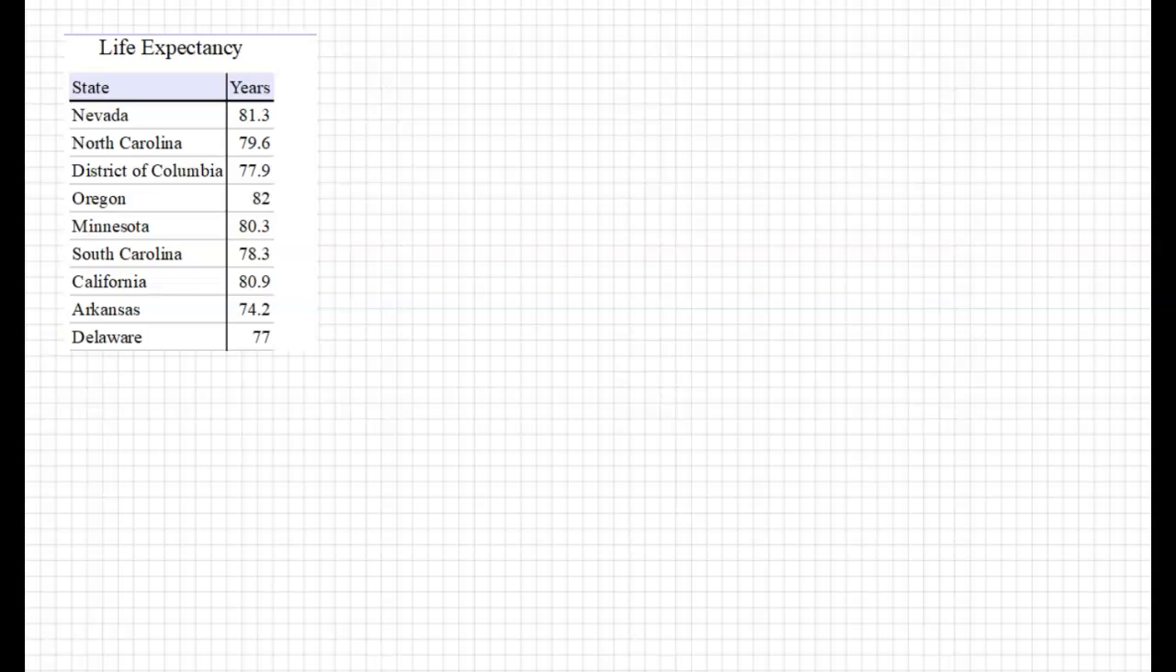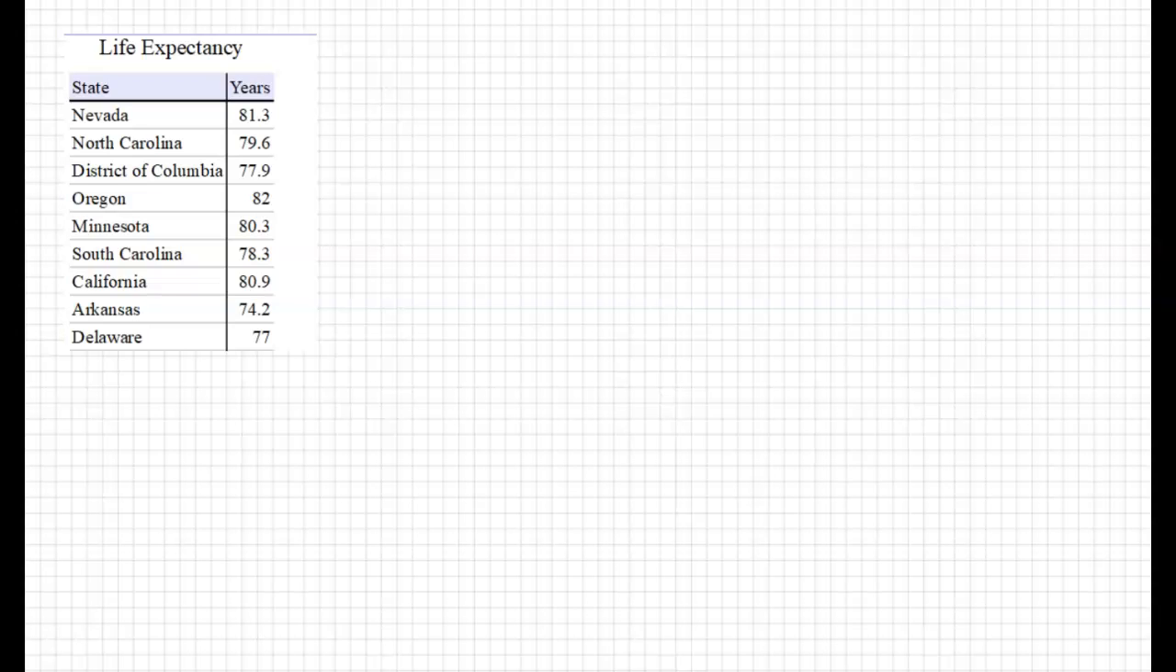This is the second video of how to make a histogram from some data. The first thing you have to do is make a frequency table. The data we have in front of us here is life expectancy. So when you make a histogram, you want to know how many times a particular piece of data, or data within a particular width, occurs.